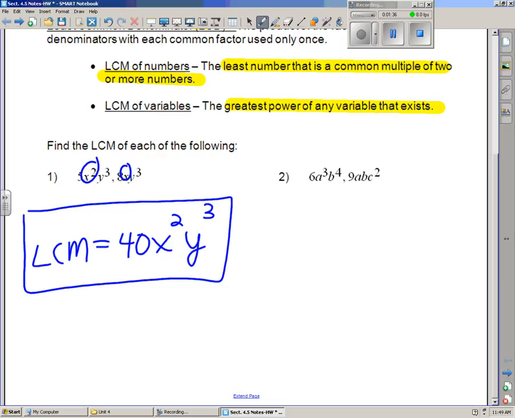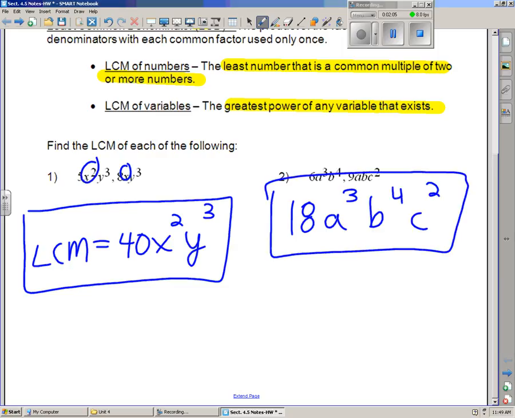Okay, so for the next one, between 6 and 9, well, what's the smallest number that they both go into? That would be 18. So in this case, I'm going to have 18. And then in terms of the variables, there's a's. The least common multiple of a's would be a cubed, because I can't take away variables, but I can add variables. In terms of the b's, I've got b to the fourth, and in terms of the c's, I've got c squared. So the least common multiple, or what will be turned into the least common denominator of that problem, would be 18 a cubed b to the fourth c squared.